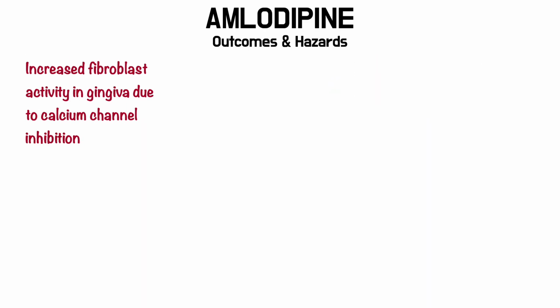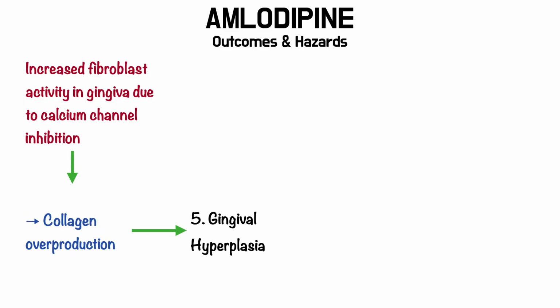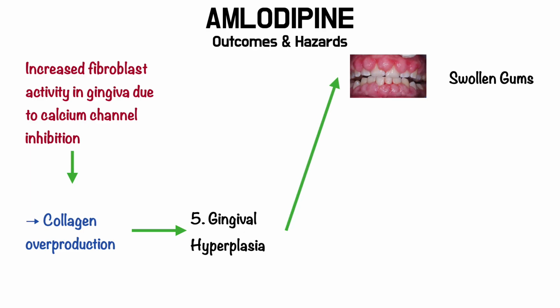So the other side effect is increased fibroblast activity in the gingiva, that is the gums, and that is due to calcium channel inhibition, right? So that will lead to an increase in collagen production and cause gingival hyperplasia. So you can see in the image right here, there are swollen gums, right?